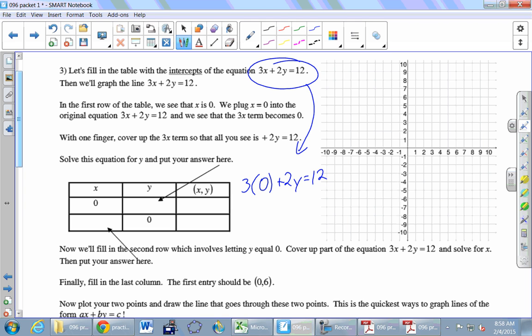3 times 0 is 0. So this 0 plus 2y just becomes plus 2y equals 12. And then finally divide by 2 and we get y equals 6. So y equals 6 is the thing that goes right there. When x is 0, y is 6. See it?